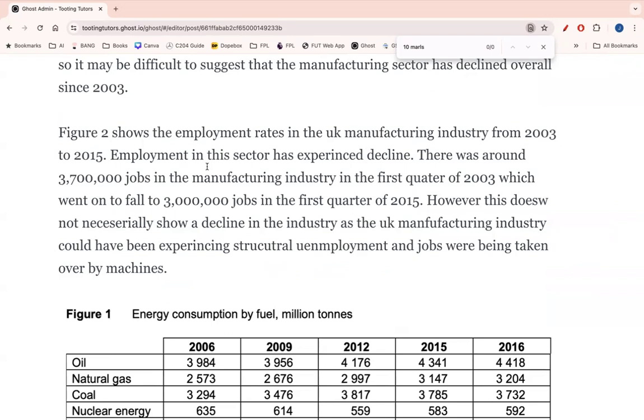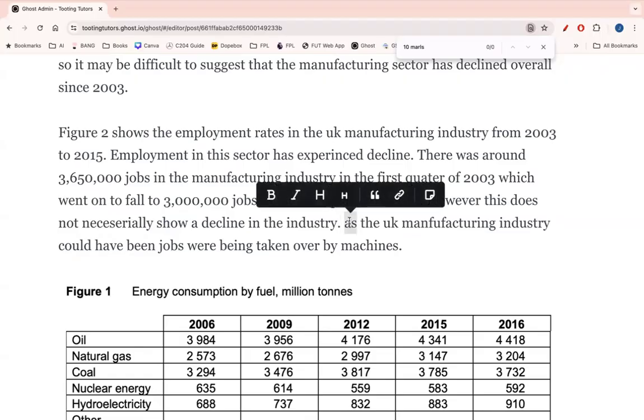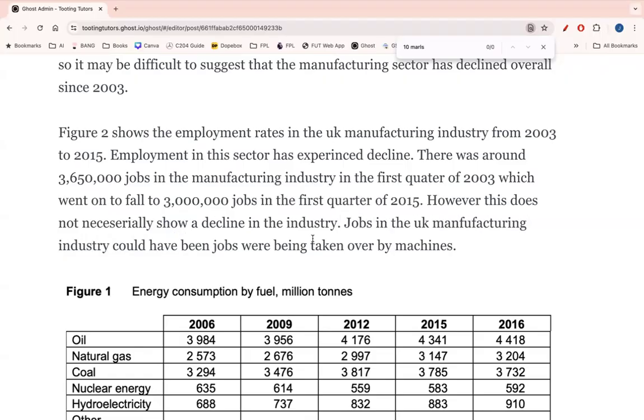So figure 2 shows the employment rate in the UK manufacturing industry. This has declined from 3.65 million to around 3 million. And we can evaluate it by saying this does not necessarily show a decline because of structural unemployment. That's part of it, but that's not the evaluation. You just say that the manufacturing industry could have been experiencing factors being labor. So, however, this does not necessarily show a decline in the industry. Jobs in the UK manufacturing sector may have been replaced by machines.